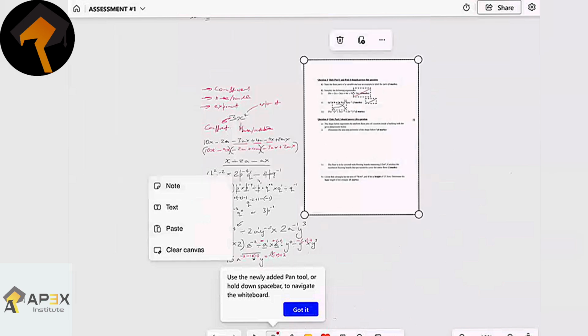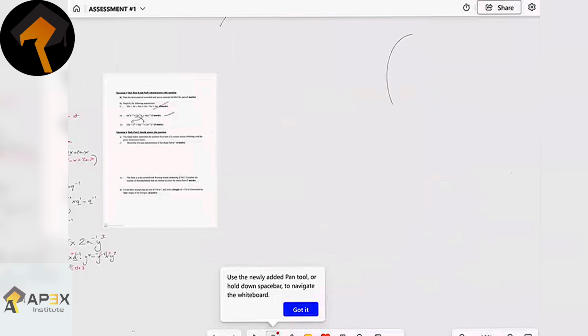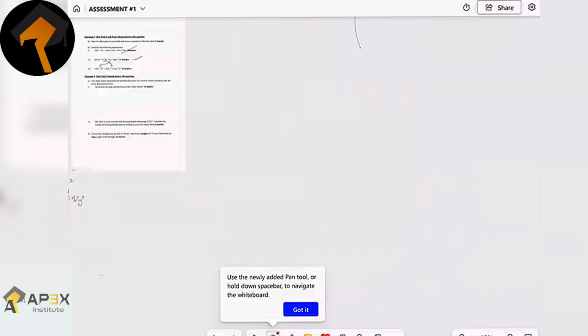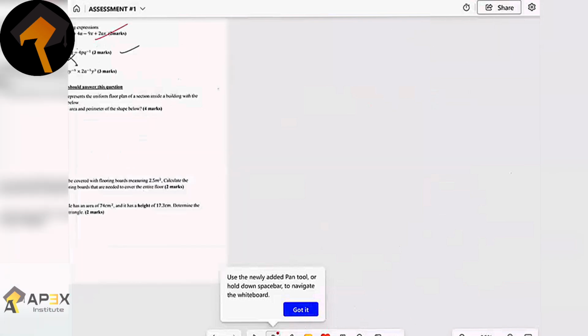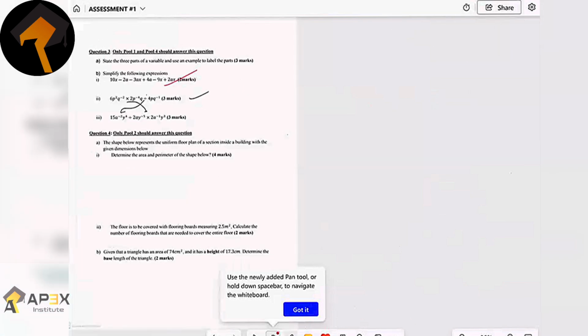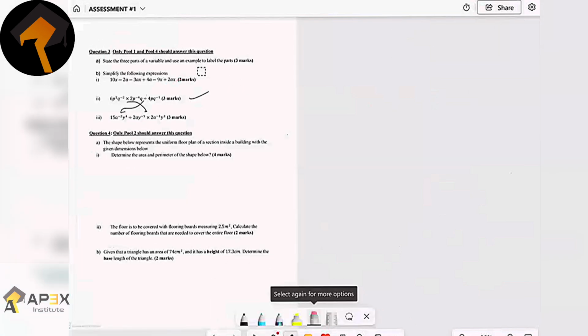So we can get some more space on this side. And then we're good to go. All right, we're gonna zoom up here. All right, here we go. Let's zoom it up a little bit. Good. And let's just clear up these markings here. All right, here we go.